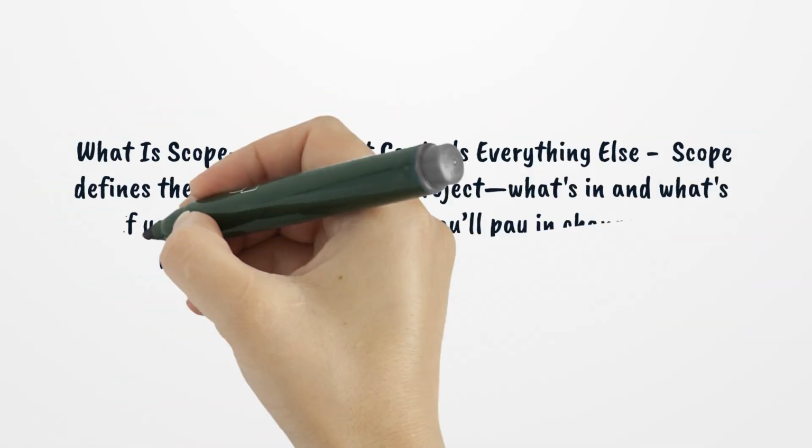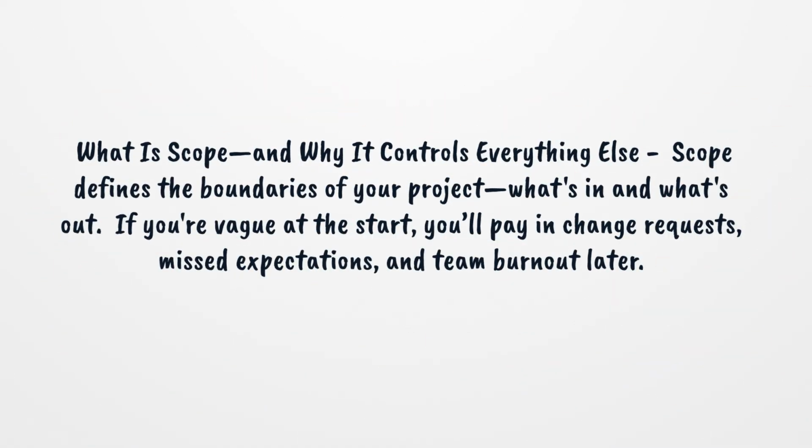What is scope, and why it controls everything else? Scope defines the boundaries of your project, what's in and what's out. If you're vague at the start, you'll pay in change requests, missed expectations, and team burnout later.